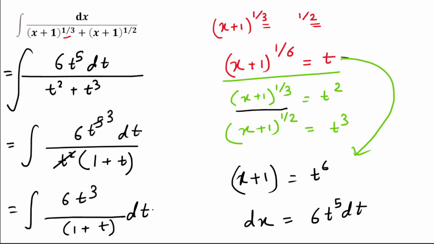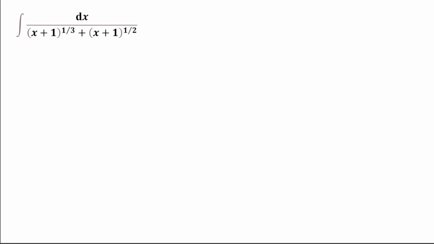How can we proceed from here? That is the question, right? Now let us go through this. So again, what is our term now? That is 6t cubed by t plus 1, dt. We have to do this.